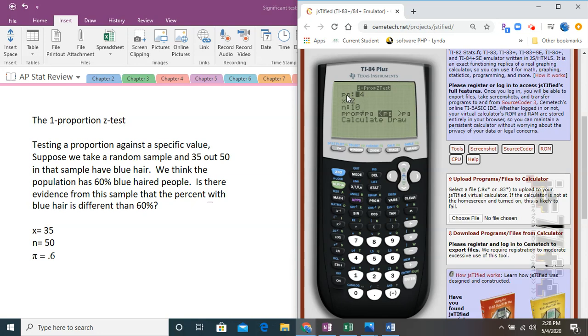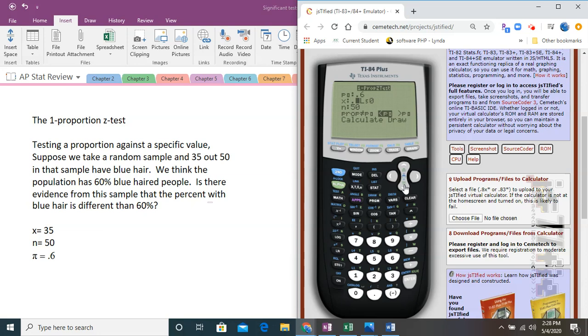Our p naught, that's 60%. That is our null hypothesis, the statement of no difference. So in this case, we put a 0.6. We had 35 people with blue hair. We had 50 people overall. Now, this is 70%. So if I would have said 70% of my sample had blue hair, I could have written this 0.7 times 50.